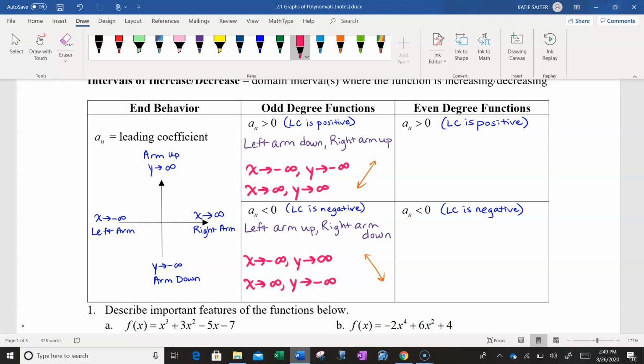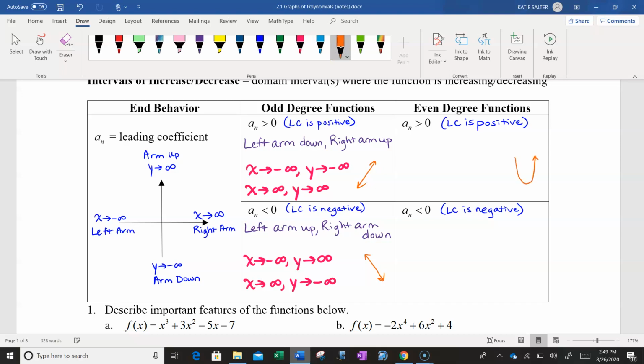All right, for even degree functions, it's the opposite. So if we look at quadratic functions, quartic functions, or degree 6, degree 8, any of those, the arms always go in the same direction. So if the leading coefficient is positive on an even degree function, in that case, both arms are up. Think about a quadratic function. That's an easy function for you to relate to.